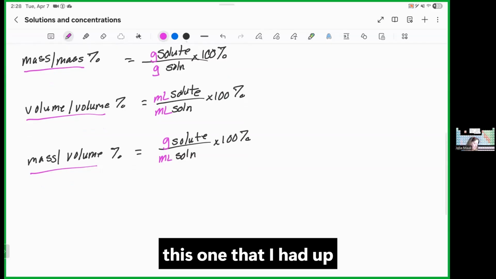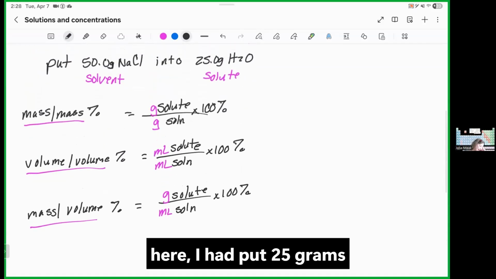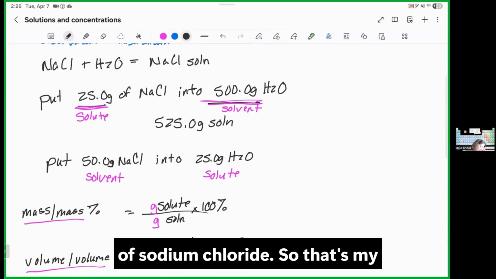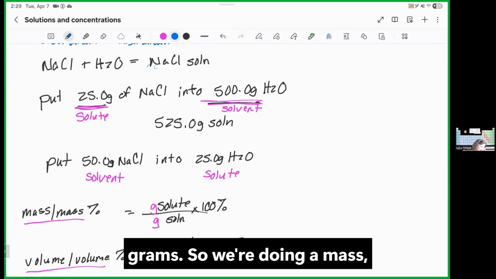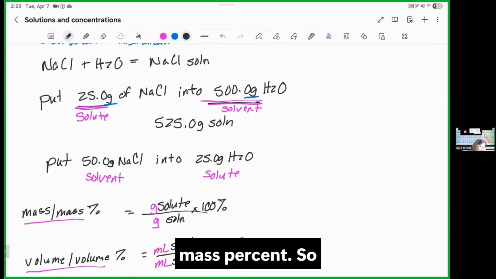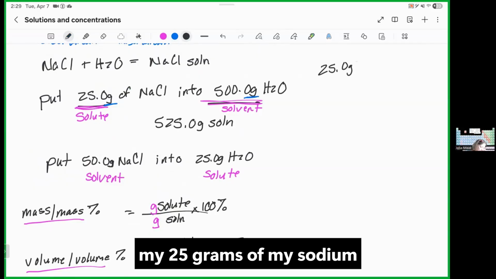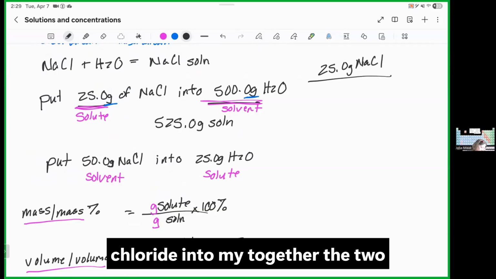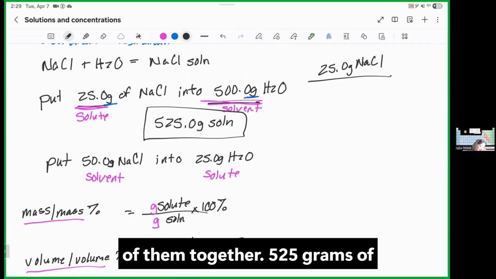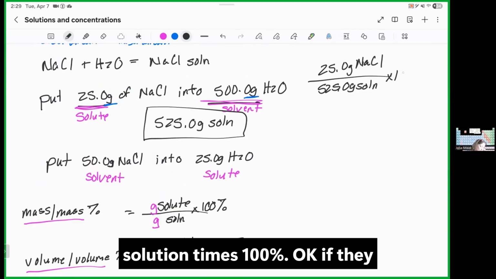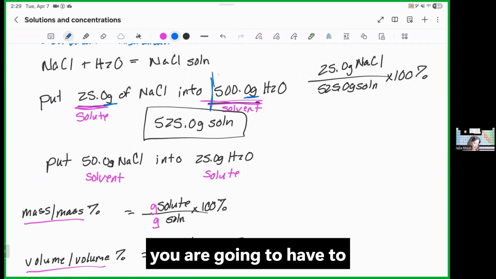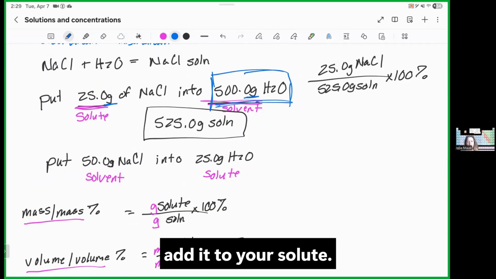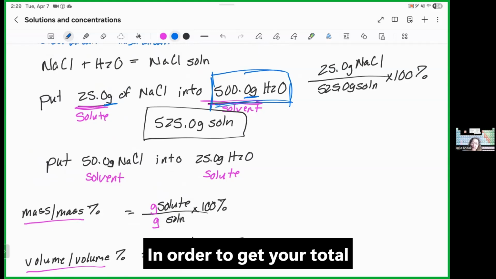Okay, so for example, if this one that I had up here, I had put 25 grams of sodium chloride, so that's my solute, and these are both in grams. So we're doing a mass percent. So my 25 grams of sodium chloride over the two of them together, 525 grams of solution, times 100%. Okay, if they tell you an amount of water, you are going to have to add it to your solute in order to get your total solution amount.